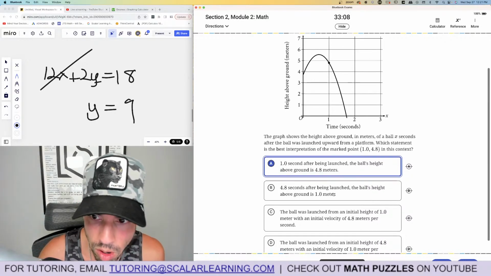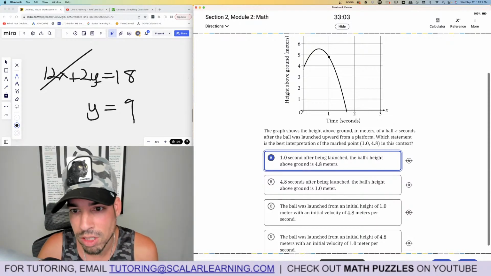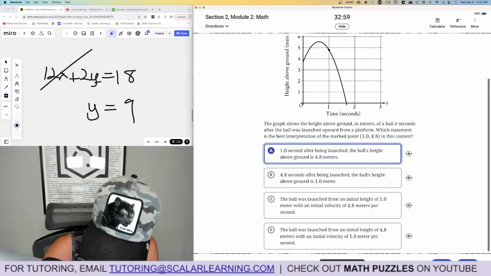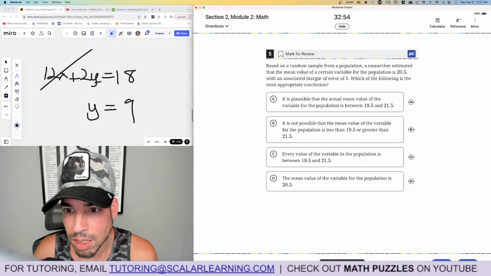4.8 seconds, no, wrong. The ball was launched from an initial height of 1, wrong. The initial height I already told you is the y-intercept, 3.8. The ball was launched from an initial height of 4.8, wrong, that's not even the right initial height. So A is the winner. Done.